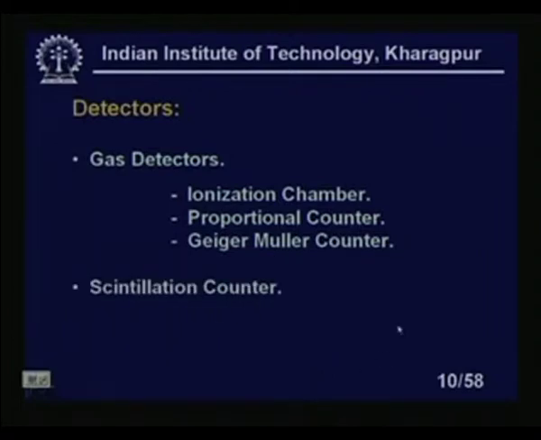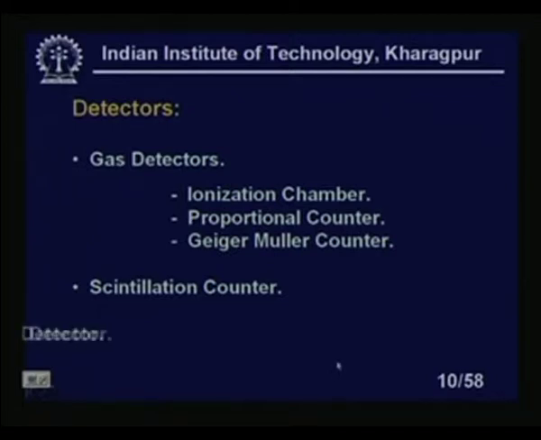Then we have a scintillation counter, whose principle is slightly different from the gas detectors. We will discuss all these things in detail. We have solid state detectors. We will see the PIN junction diode: a P and an N junction with an intrinsic region in between. So, it will make the solid state detector.